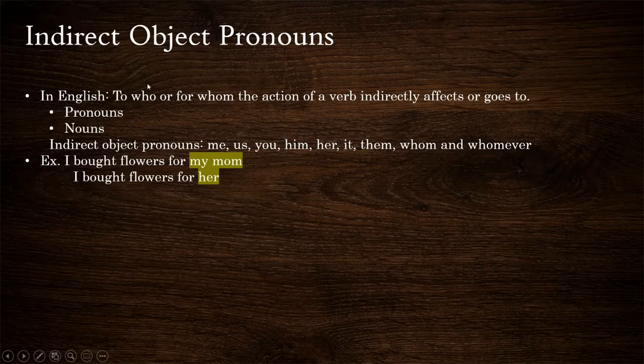Okay, so now we're going to get into indirect object pronouns, which is the opposite of direct object pronouns. In English, they're going to be to whom or for whom, where the action of the verb indirectly affects or goes to. They're going to be made up of pronouns and nouns. Indirect object pronouns are, in English, me, us, you, him, her, it, them, whom, and whomever. And a good example of this is I bought flowers for my mom, and we replace that: I bought flowers for her.